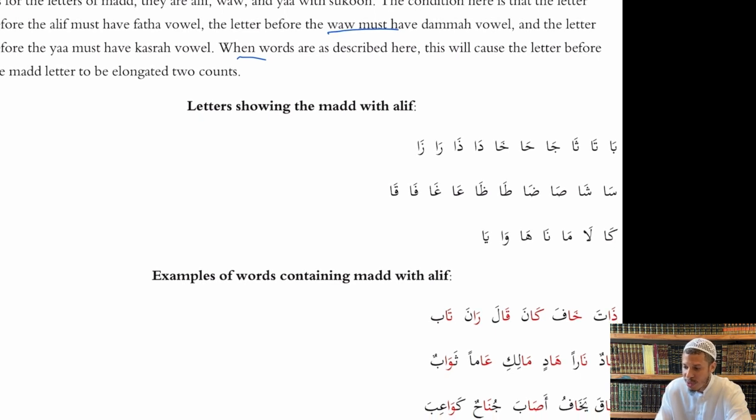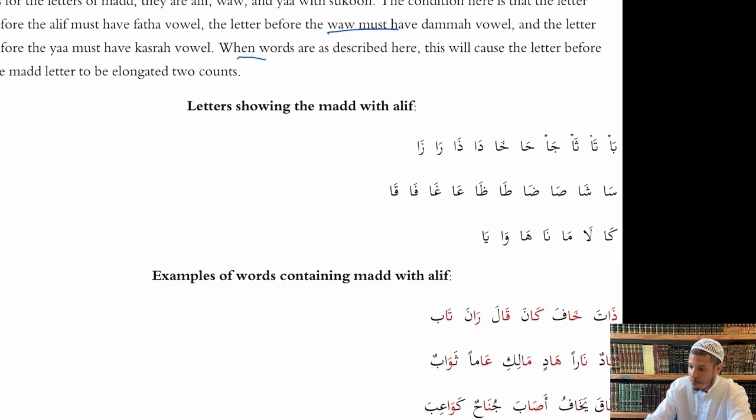Letters showing the med with alif. Although we don't see the sukoon here, you just must understand that if you find the alif, the waw, or the ya without any vowel on it, then know it's a sukoon. If you don't find a vowel on it, then you know it's a sukoon.